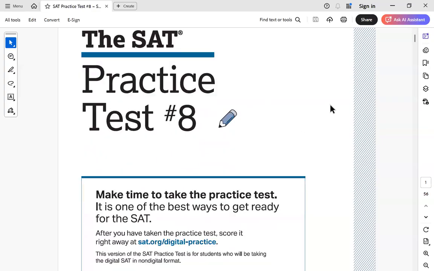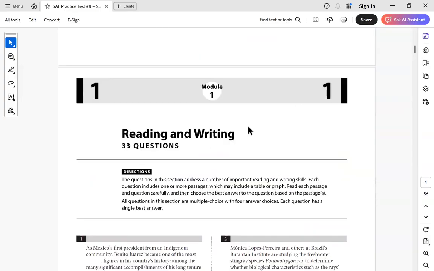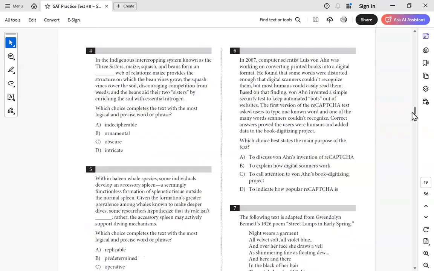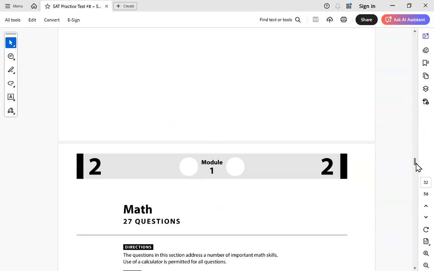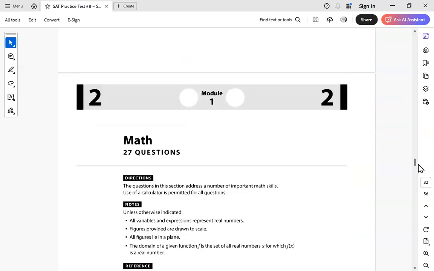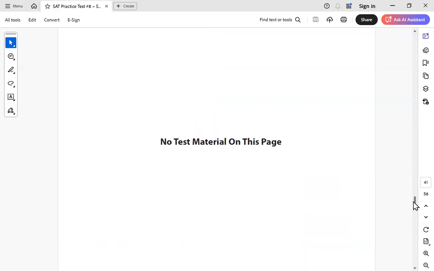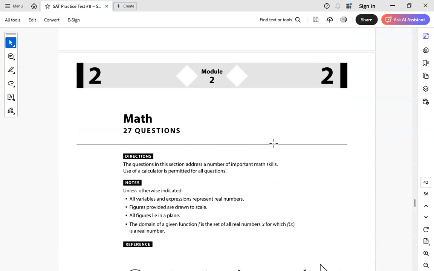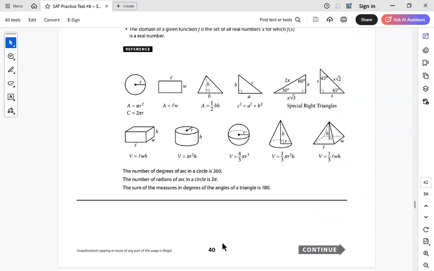The practice test number 8 will look like this. And the first portion of this practice test is a reading and writing section. There's modules 1 and 2 of that. And then module 1 of the math portion of this practice test starts on page 30. That will be linked. Explanations of module 1 will be in a separate video. We're going to do module 2 of the SAT practice test of the math portion of it in this video. So in module 2, as you can see, that starts on page 40.